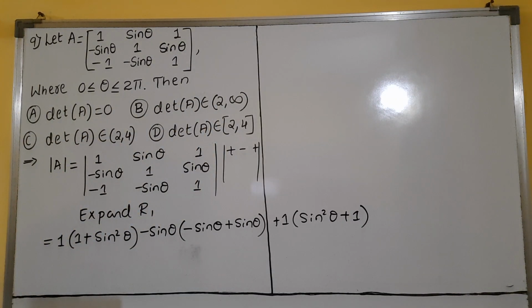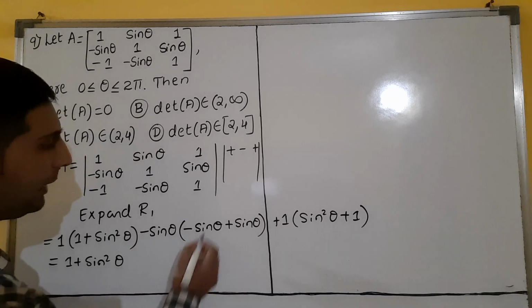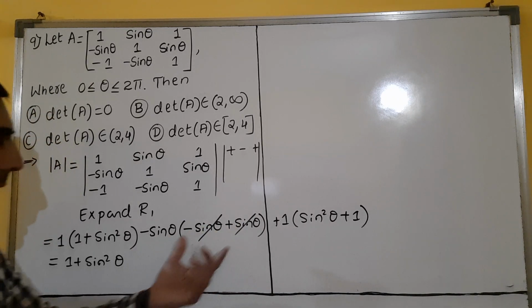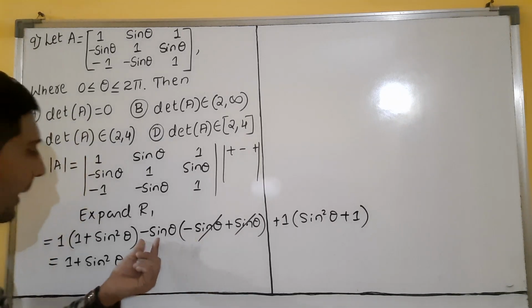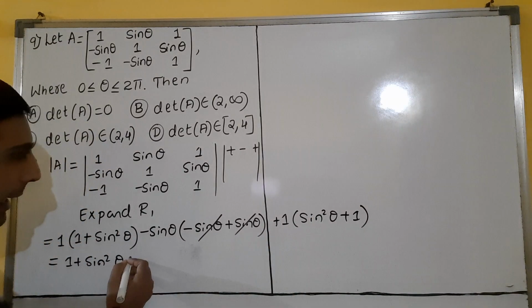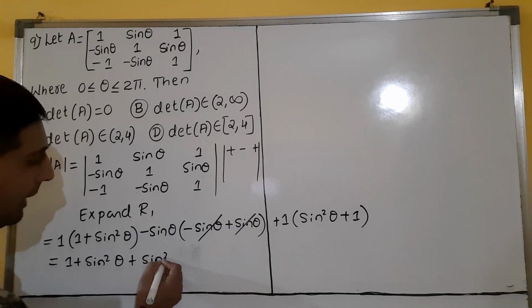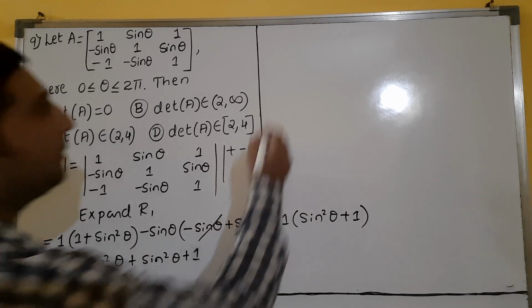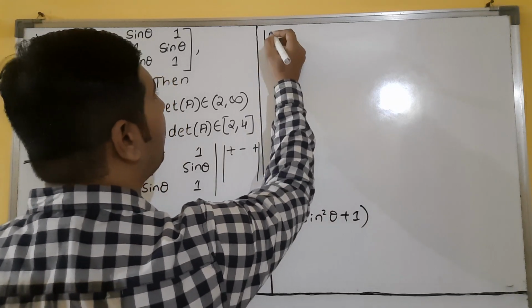I hope it is clear to everyone. So 1 into 1 plus sin square is 1 plus sin square theta. I hope this will become 0. Plus sin theta minus sin theta will become cancelled. Here 0, 0 into anything is 0, gone. So 1 into anything is the same only, sin square theta plus 1. 1 plus 1 is 2.